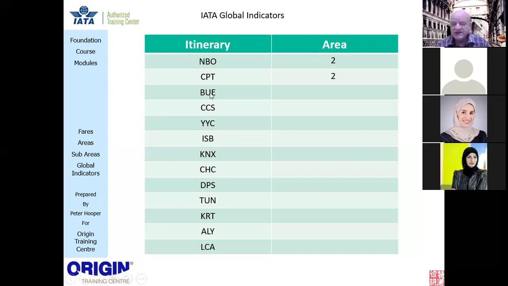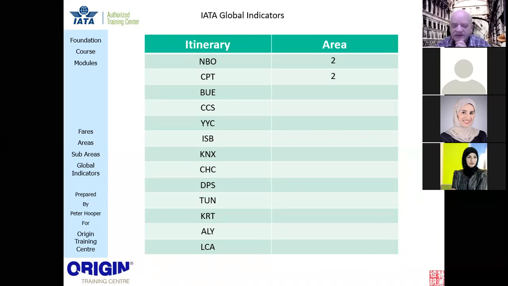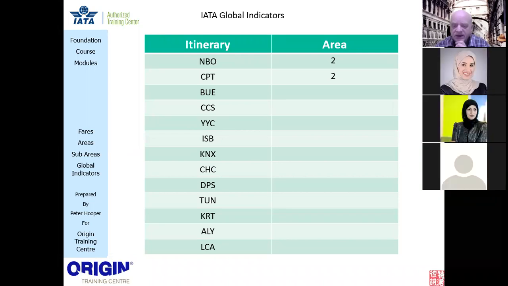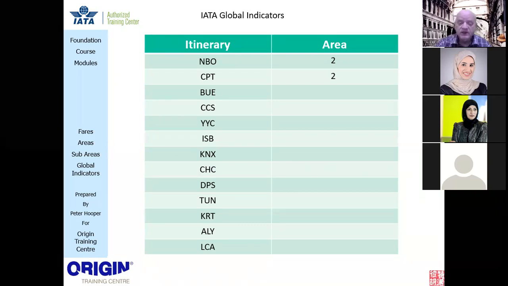BUE is which city? I'll give you a clue, South America. Peru. Buenos Aires. And Buenos Aires is in which country? Argentina. So anytime we come across a city you don't know, or you've forgotten, or you can't remember a bit about it, now would be a good time to make a list. So BUE, Buenos Aires, Argentina, and Argentina's in South America, yes? So that would be area 1.